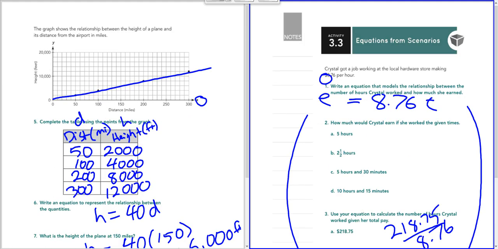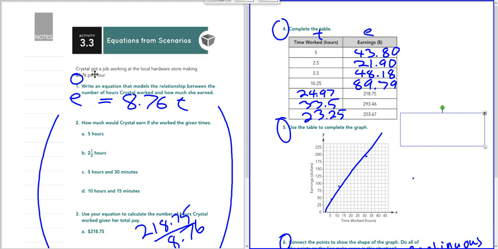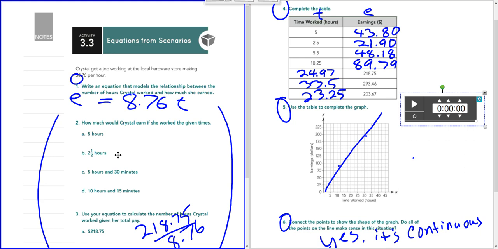All right, then on the next couple pages, I had you write an equation here. Basically, this person makes $8.76 per hour. So I use T for time. You could put an H there for hours. And then E for earnings. Trying to get a little creative here. But E equals $8.76 times the number of hours, time. So you could go ahead and figure out 2 and 3.